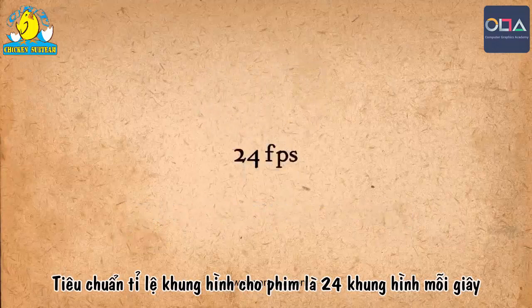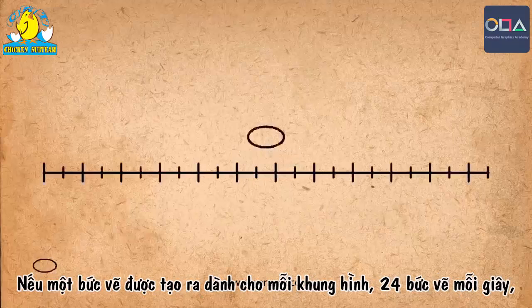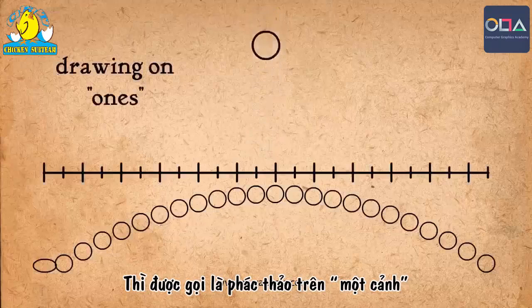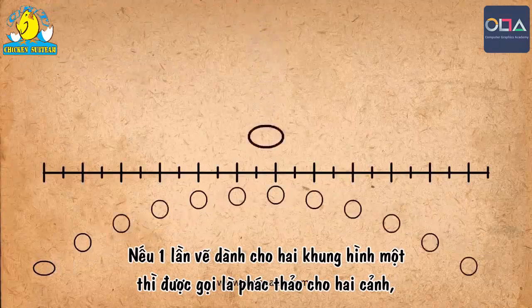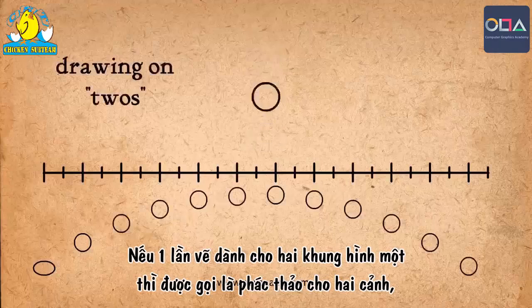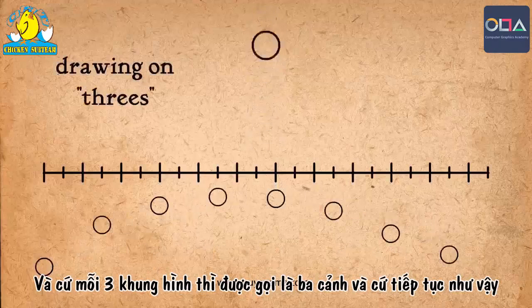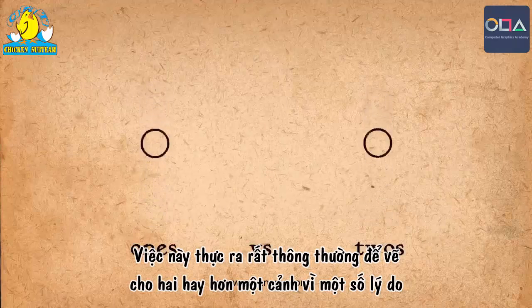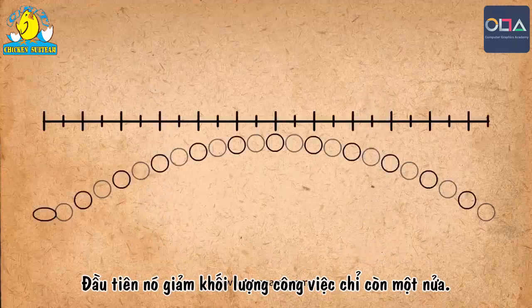The standard frame rate for movies is 24 frames per second. If one drawing is made for each frame, 24 drawings per second, that is called drawing on ones. If one drawing is made for every 2 frames, that's called drawing on twos, and every 3 frames is threes, and so on. It's actually very common to draw on twos rather than ones for a few reasons. First, it cuts the amount of work in half.